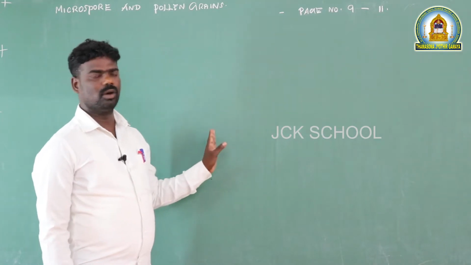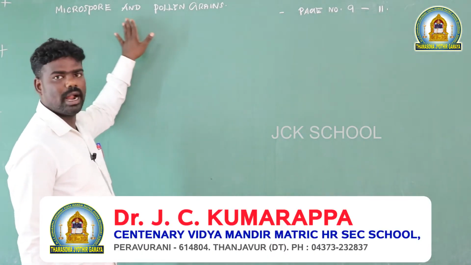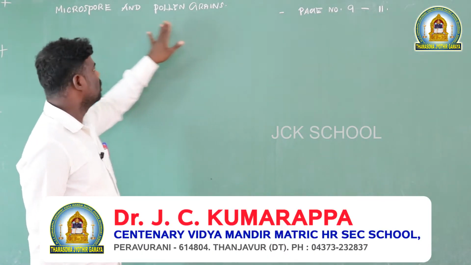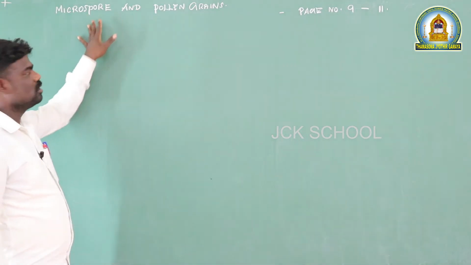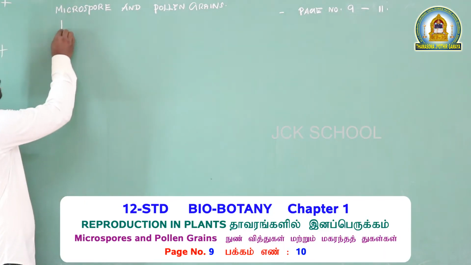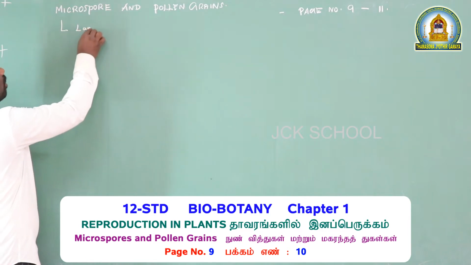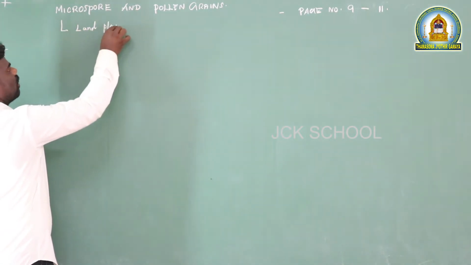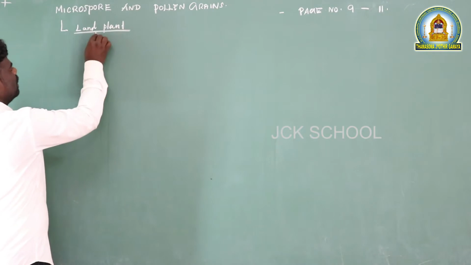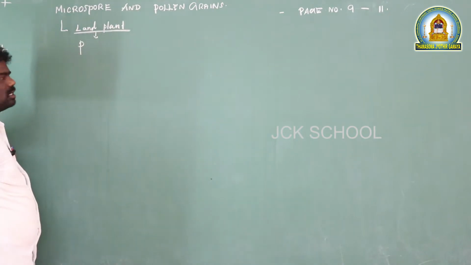Today we will learn about microspore and pollen grains. So what is meant by the microspore? The microspore occurs only in land plants. What is meant by land plants? It is one of the groups of pteridophytic plants.